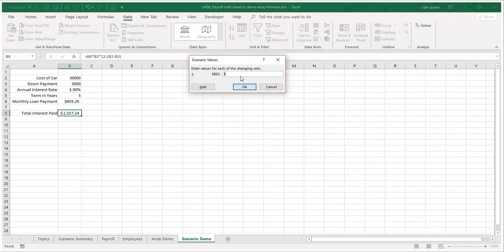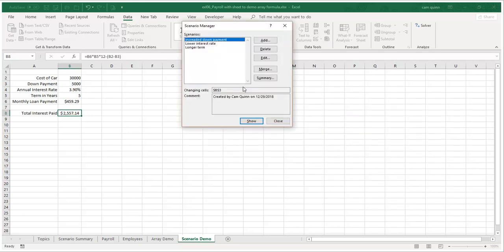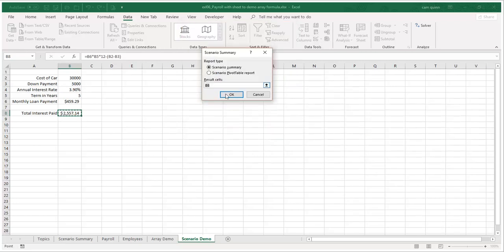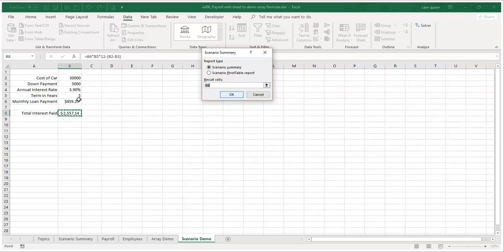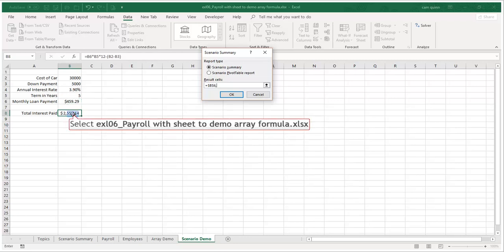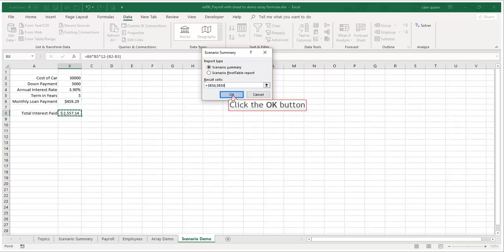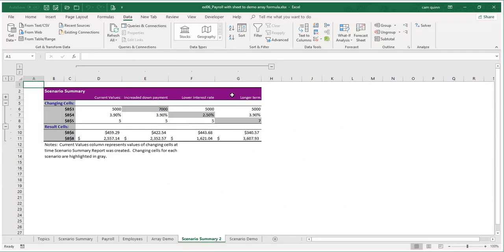Okay. Then I'm going to click Summary. And the cell that I want to look at is my total, here, and my total interest. Okay, so here now I can see there's my current value. If I have a $5,000 down payment at 3.9% for 5 years, I'm paying $459 a month. My total interest is $2,500.